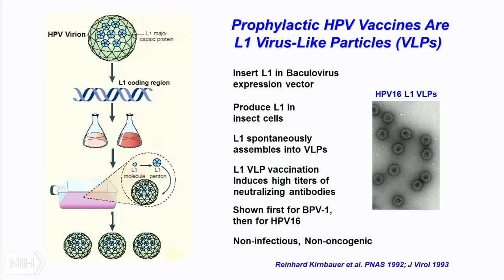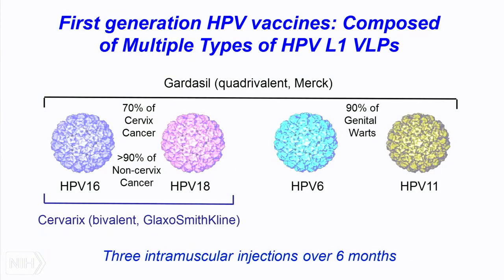Importantly, when we had the non-progressed ones, it turned out they self-assembled just the same as BPV, and they induced high levels of neutralizing antibodies in contrast to the mutant, which would not have been useful for a vaccine. The virus-like particles, which you see here on the right, are non-infectious and non-oncogenic.